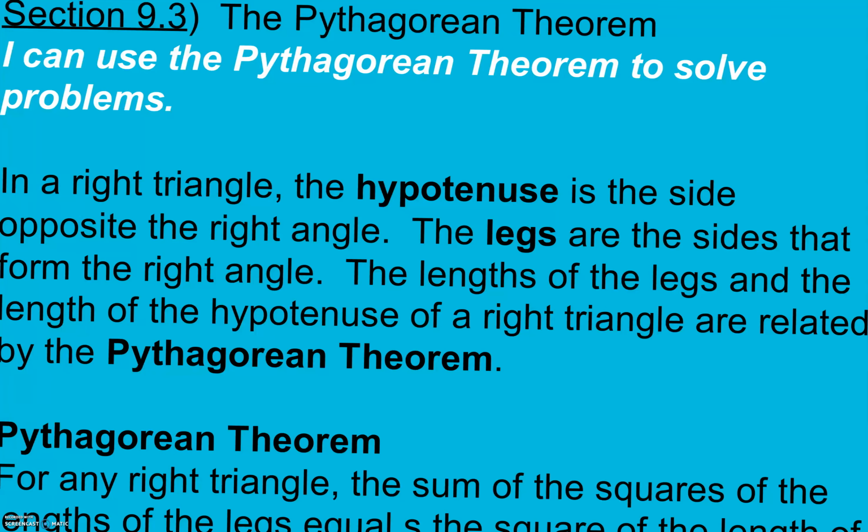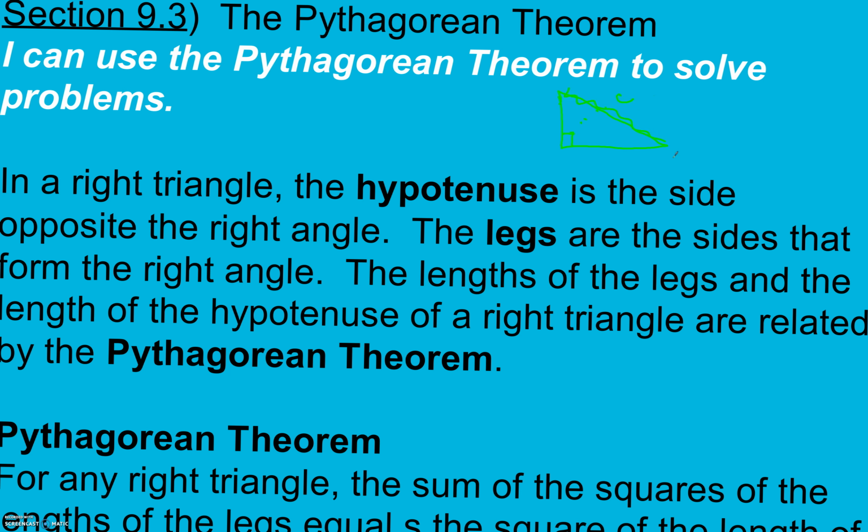Section 9.3 is the Pythagorean Theorem. I can use the Pythagorean Theorem to solve problems. In a right triangle, the hypotenuse is the side opposite the right angle. So again, in a right triangle, right angle here, the side opposite of that is our hypotenuse.